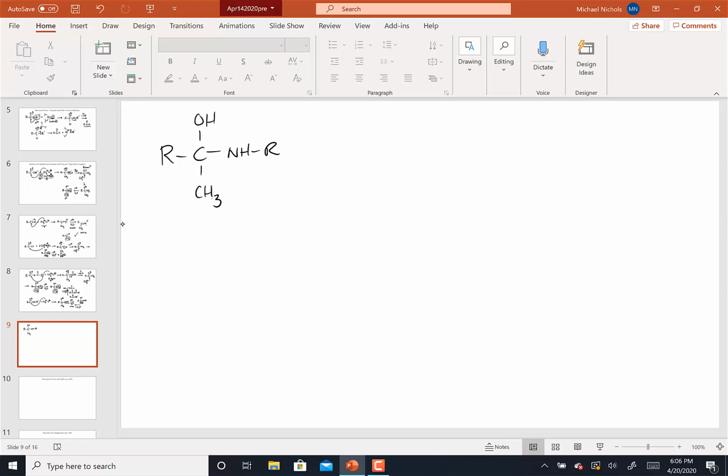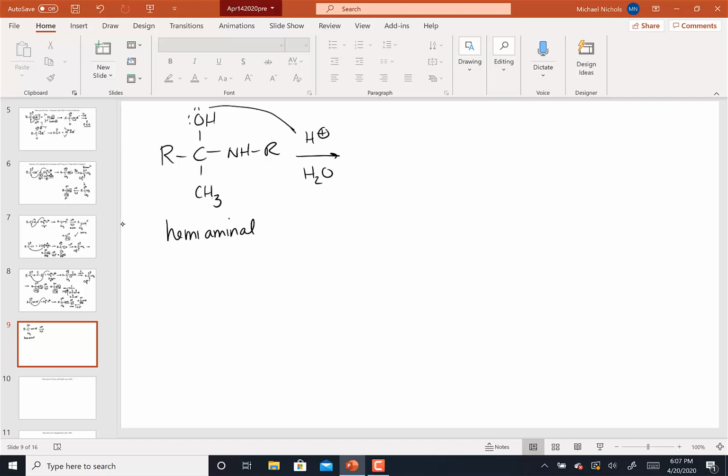Now if you're thinking, wait, maybe I've seen this before, you actually have. This is called a hemiaminal, and it was formed by reacting the amine with the ketone. So what happens? I'll write the gory mechanism of this.